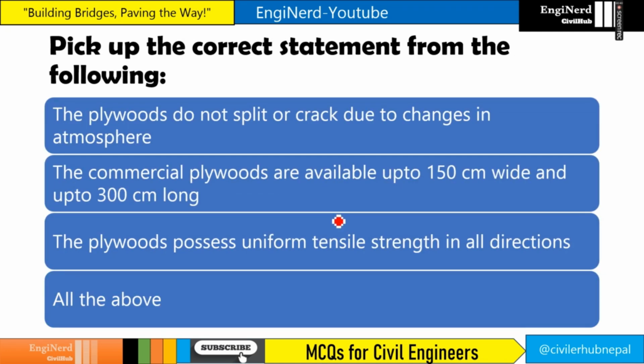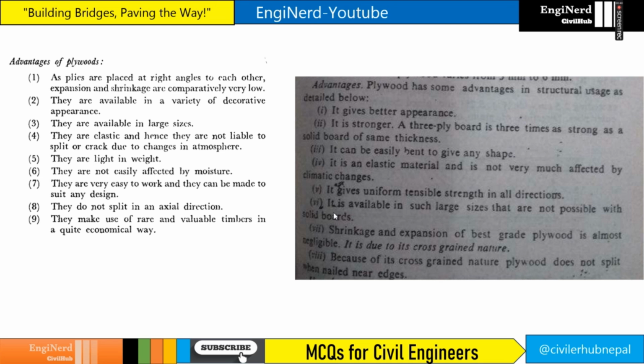Pick up the correct statement from the following. The plywoods do not split or crack due to changes in atmosphere. The commercial plywoods are available up to 150 cm wide and up to 300 cm long. The plywoods possess uniform tensile strength in all directions. All of the above. So these are the points.